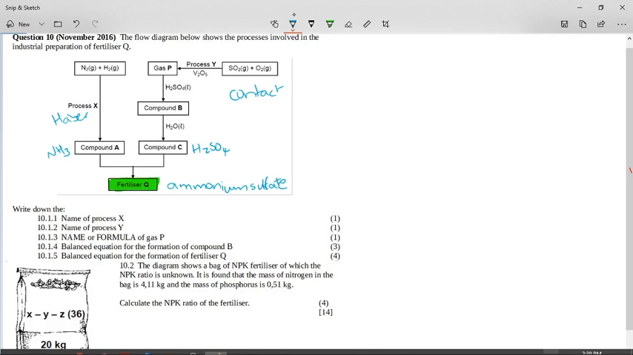Now it says to you, what is the name of process X? That's nitrogen plus hydrogen gives you ammonia. That is the Haber process. Now it says to you, what is the name of process Y?